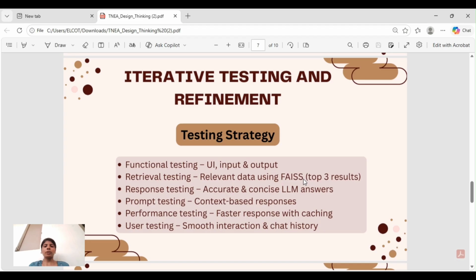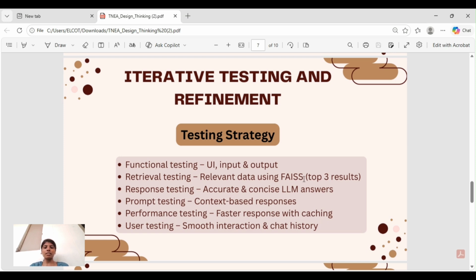Hello everyone. Today I am going to explain how we did the iterative testing for our project. After completing the user testing, we moved to the iterative testing and refinement phase. Iterative testing is an important step in the design thinking process where the system is continuously tested, evaluated and improved based on the feedback and observations.